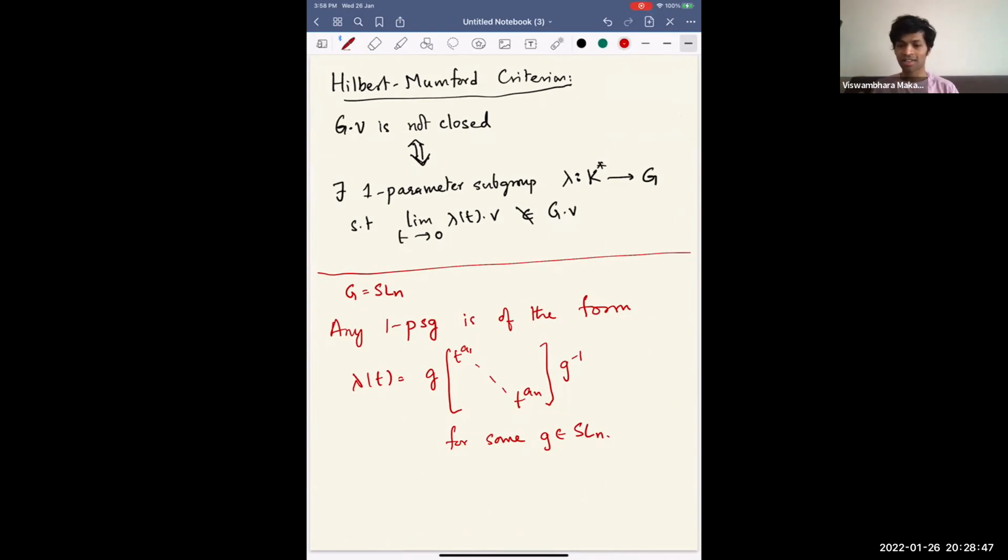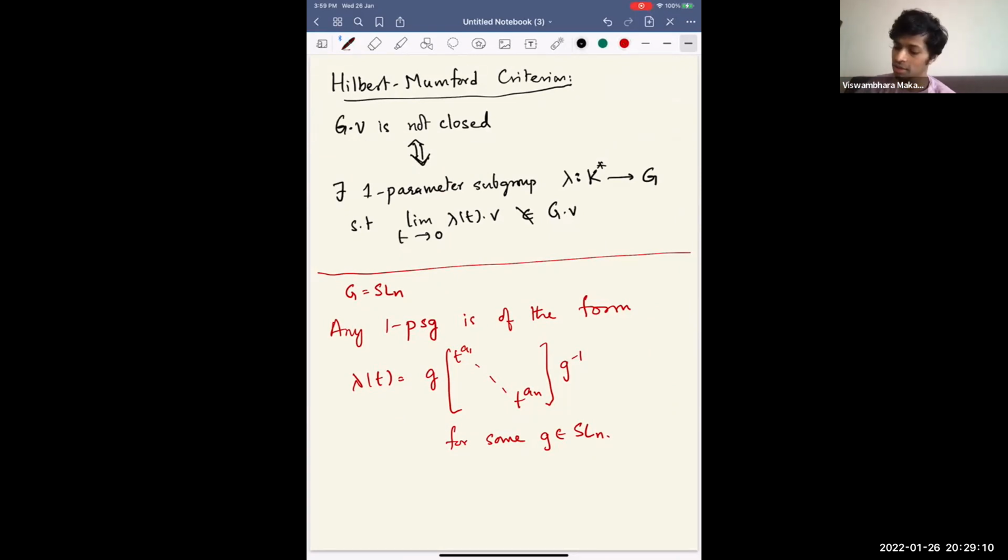And where really is the difficulty? The difficulty is not in the diagonal matrices. The difficulty is in anticipating what the change of basis is that's required. So if I told you you will find this one parameter subgroup with this particular choice of G, you can find it. It will be very easy to find that. But then trying to find this choice of G is the hard part. It's not always easy.